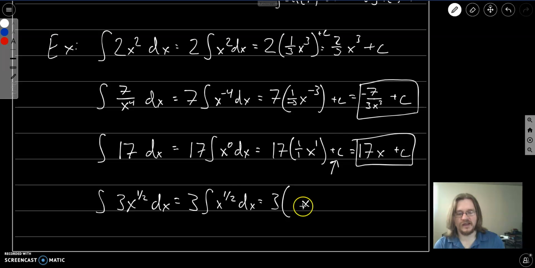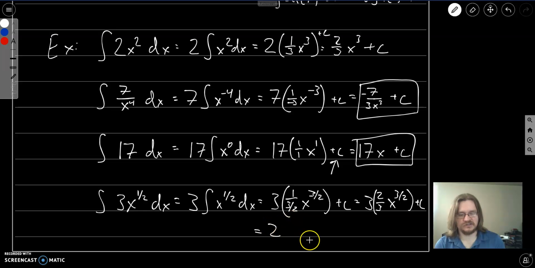I'll raise it to the 1 higher power. 1 more than 1/2 is 3/2, and then I will divide it by 3/2, and then I have my plus c. So 1 divided by 3/2 is 2/3. And then if I simplify this, 3 times 2/3, that's just 2x to the 3/2 plus c. So there is my antiderivative.